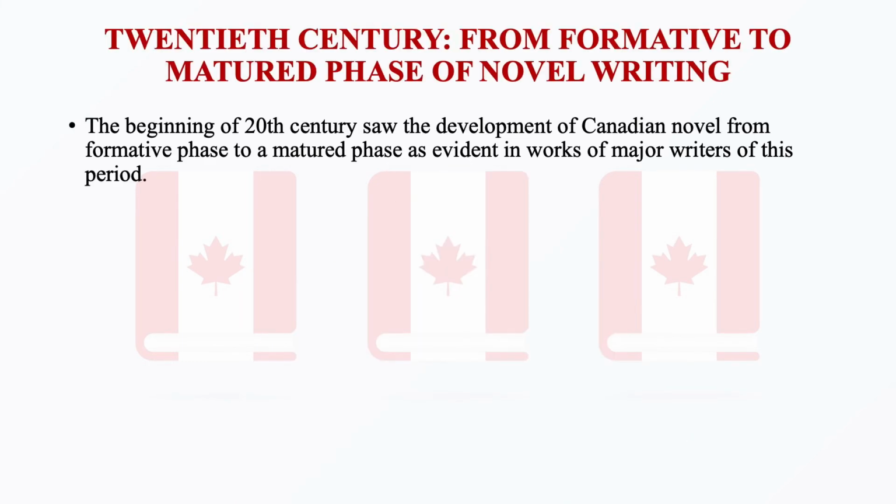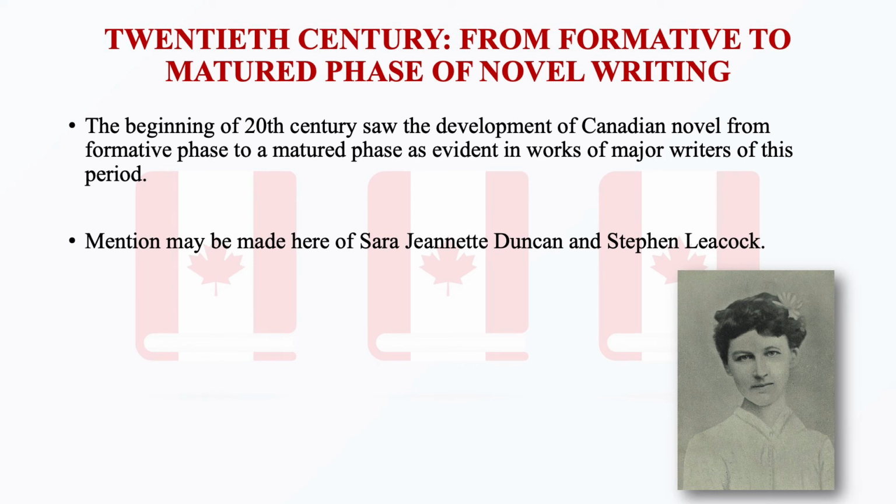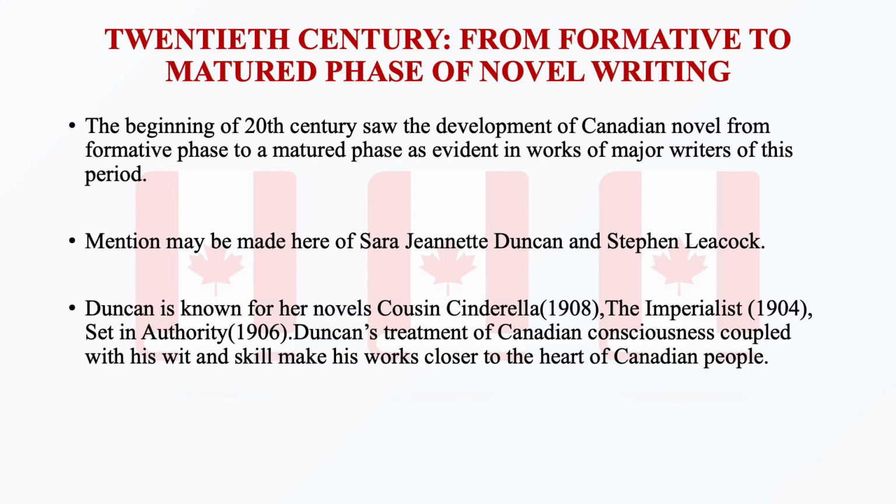The 20th century: from formative to matured phase of novel writing. The beginning of the 20th century saw the development of the Canadian novel from formative phase to a matured phase, as evident in works of major writers of this period. Mention may be made here of Sara Jeannette Duncan and Stephen Leacock. Duncan is known for her novels Cousin Cinderella, 1908, The Imperialist, 1904, Set in Authority, 1906.